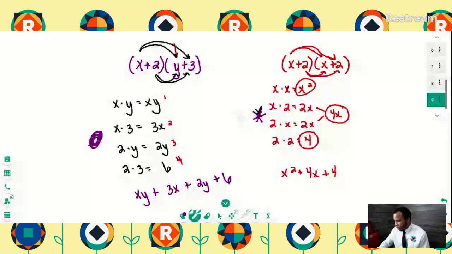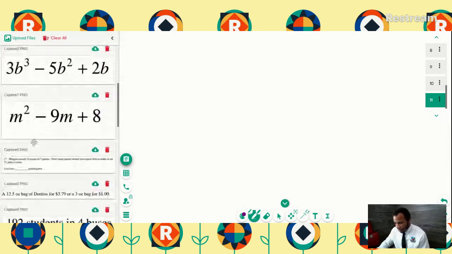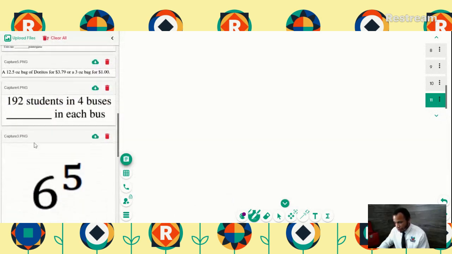Let's see, we got 3 minutes left. We'll work out one more question. Let's see, what can we work on? Let's actually work on something dealing with polynomials again.